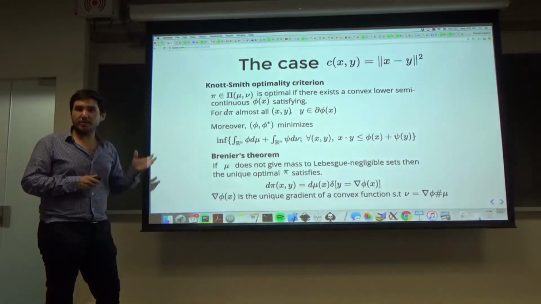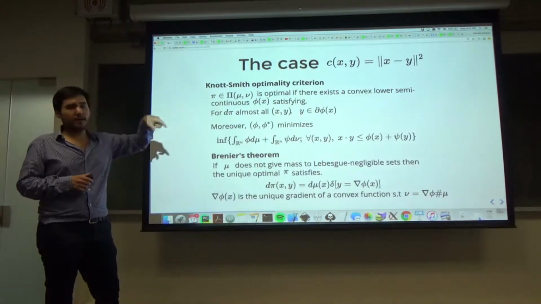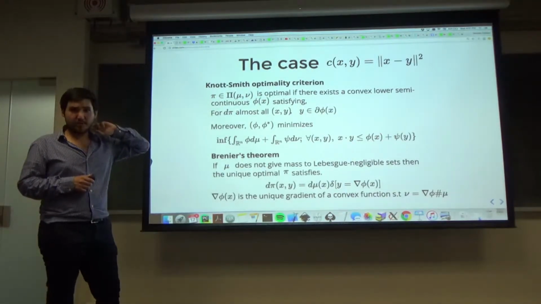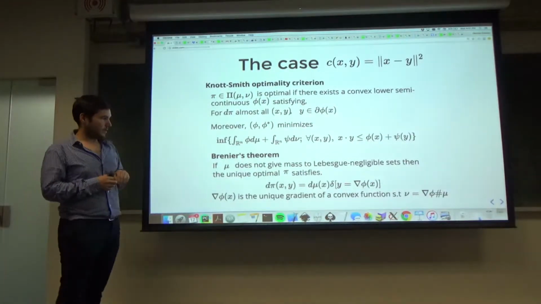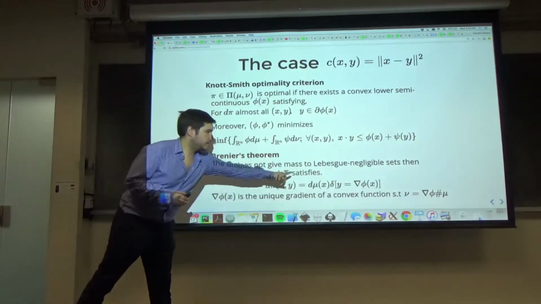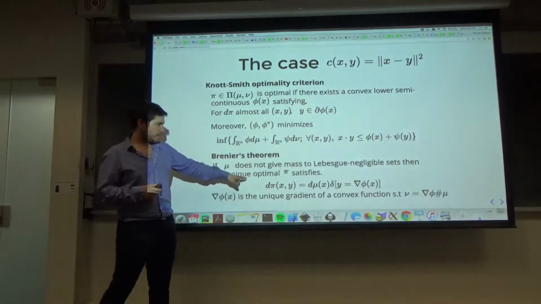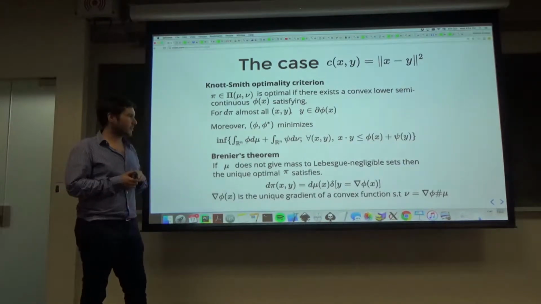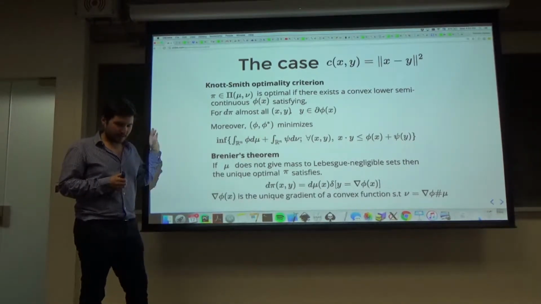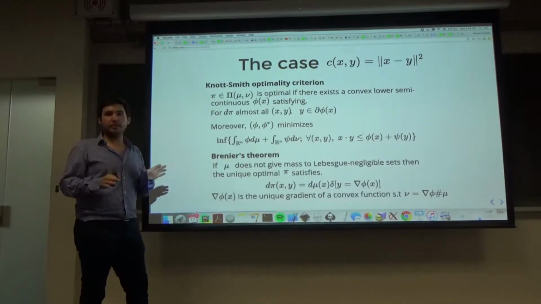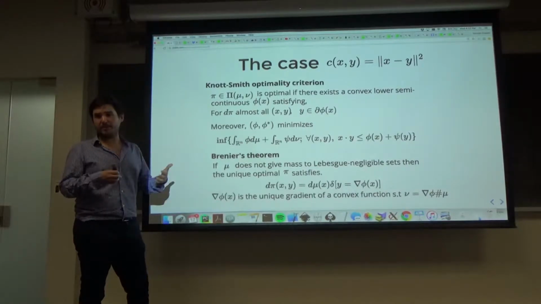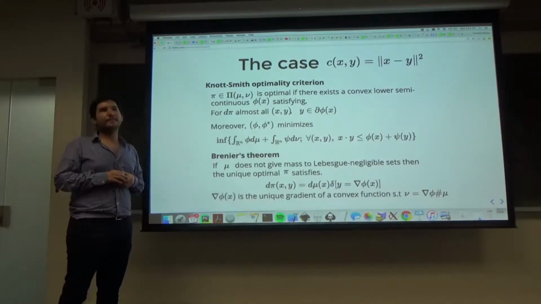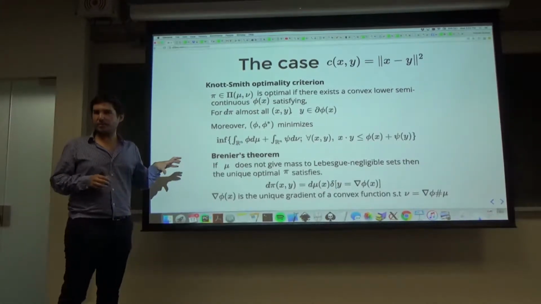And this result is that in the case of the square cost function, the Monge and the Kantorovich problems are the same, and give the same solution. And these are given by this assignment. We need some regularity conditions, which in this case are that mu and nu don't assign mass to small sets, which is the same as saying that they don't assign mass to sets that have Lebesgue measure zero.